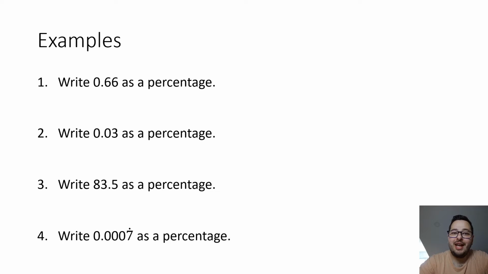Great, well let's just try a couple of questions. So the first one says write 0.66 as a percentage. So we just think about moving this 1 and 2, your decimal points there, so that is 66%. Next one says write 0.03 as a percentage. So again, same idea, 1, 2, that is going to be 3%.